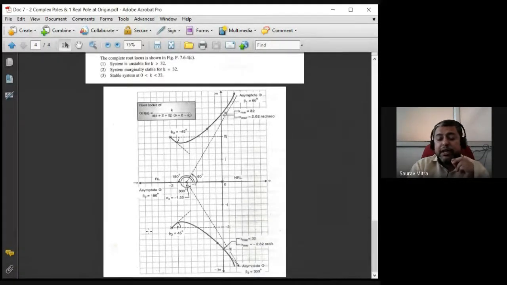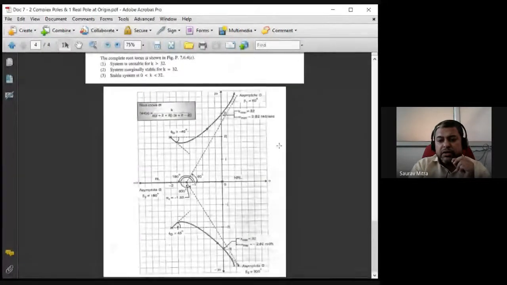Then we have found out the angle of departure at -2 plus 2j. And we have found that the angle of departure at -2 plus 2j is -45 degree. Automatically we can say that the angle of departure at -2 minus 2j will be plus 45 degree. That means the root locus will take a turn of negative from -2 plus 2j, and then it will be going up. How do we know? Because we have found out K marginal and omega marginal. K marginal we have found out to be 32. Omega marginal we have found out to be root under 8, that is 2.82.